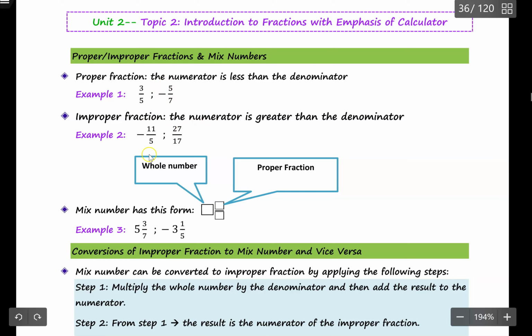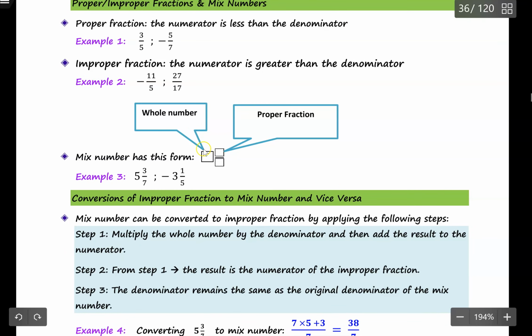Improper fractions are when you have a numerator greater than the denominator. Why do they call it improper? Because you can convert it into another form called a mixed number. Take a look at example number 2. I have negative 11/5 and 47/17. The numerator is greater than the denominator. So from the improper fraction, I can convert them into a mixed number. We will talk about the conversion process in a minute.